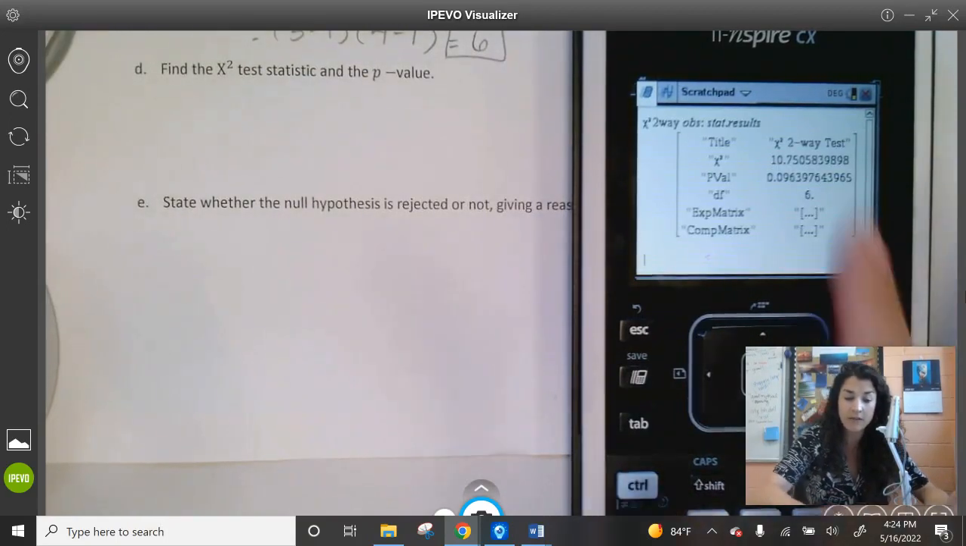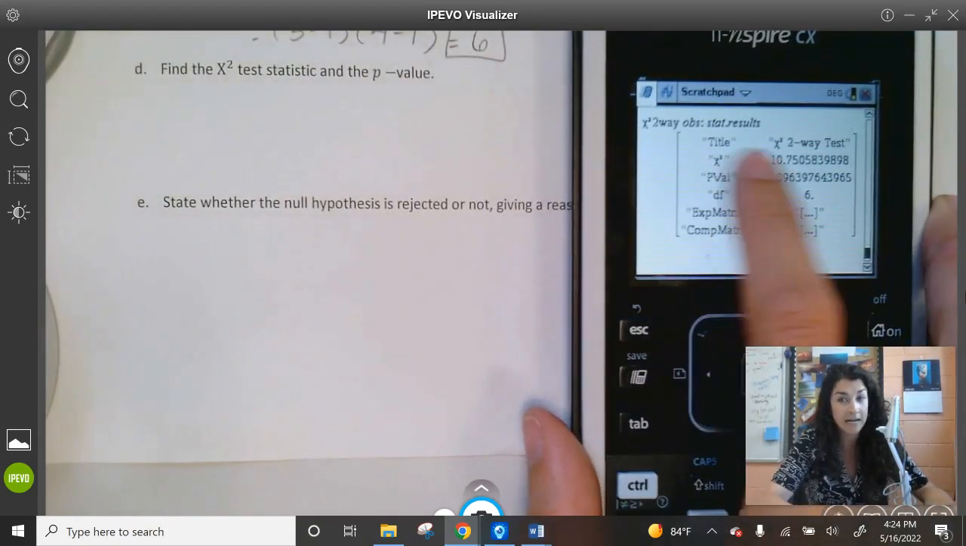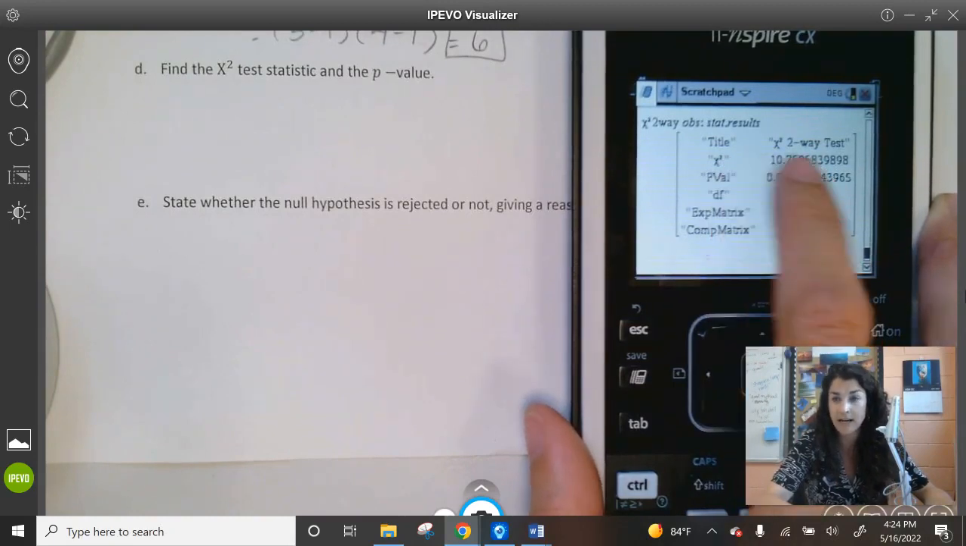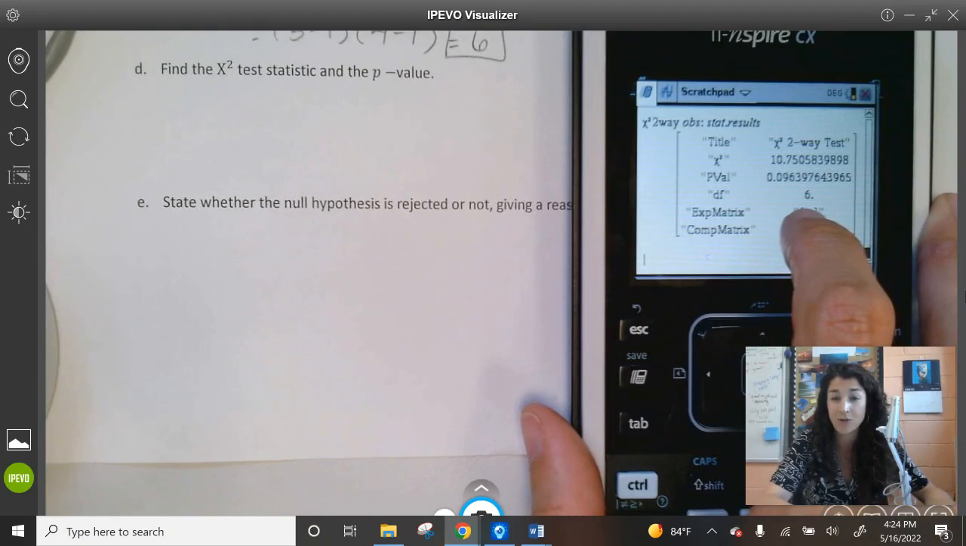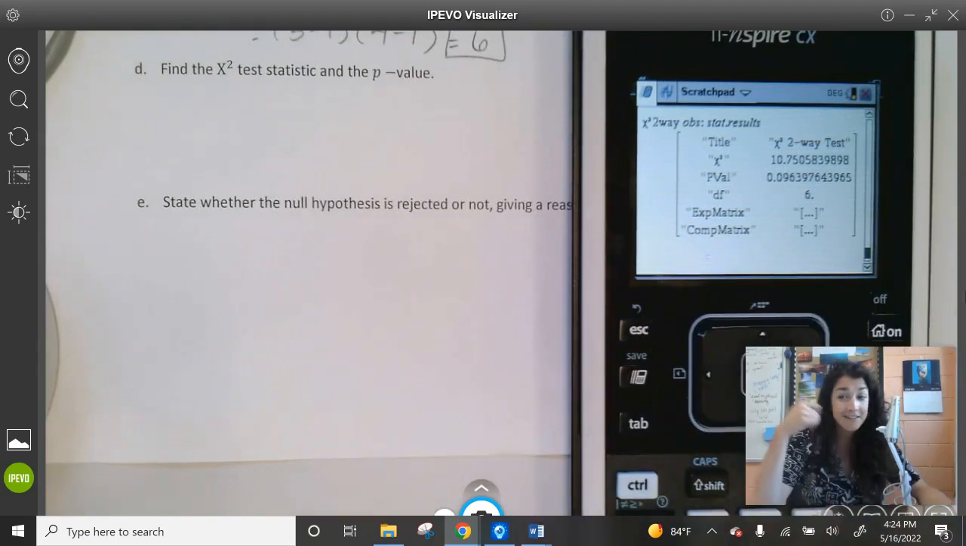So then you run it, and it gives you this breakdown. Notice the title, it's a chi-squared two-way test. The chi-squared value's here, the p-value's here, and it even gives you the degrees of freedom. So just realize you don't have to calculate the degrees of freedom. It doesn't ask you for the degrees of freedom, and your calculator will just give it back to you. So that's something that you could just use your calculator for in future chi-squared for independence tests. Whereas for goodness of fit, you do have to calculate it beforehand.